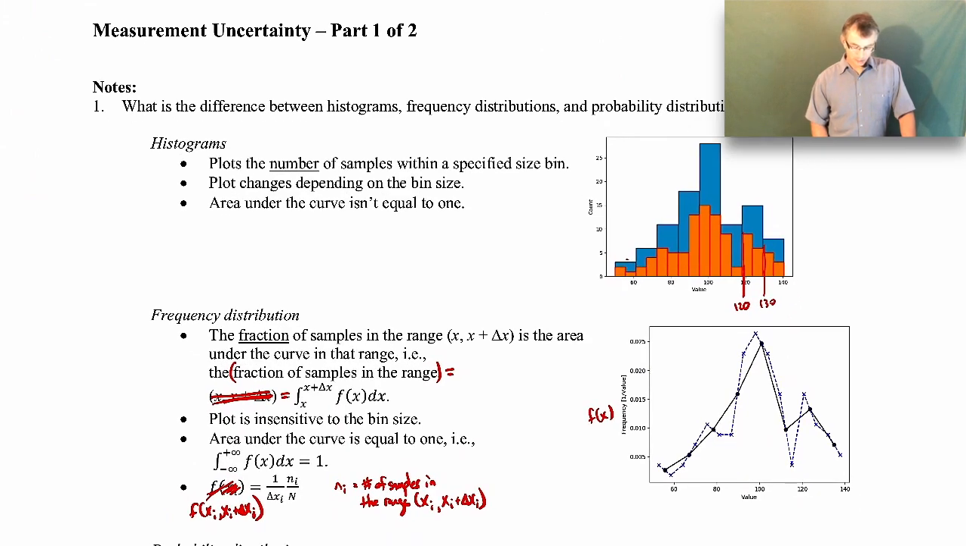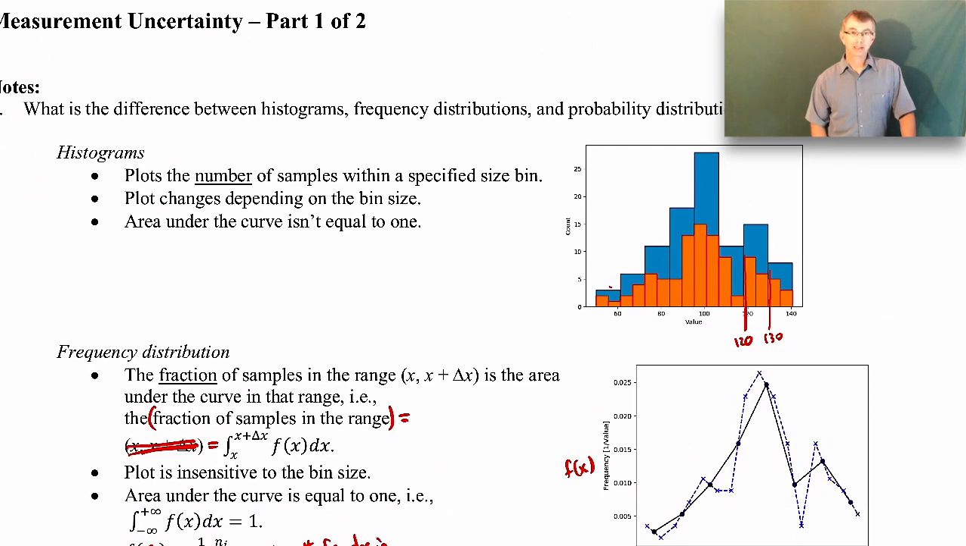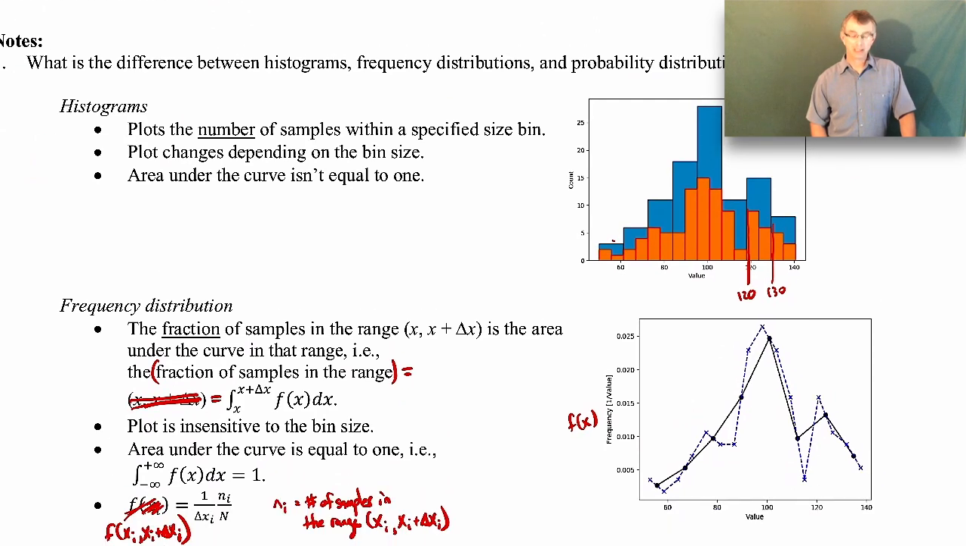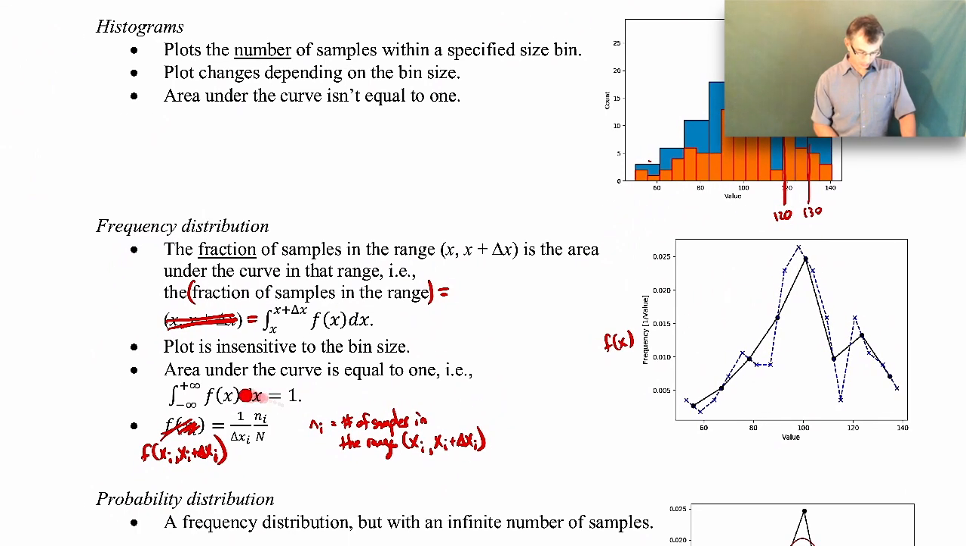Difference between histograms, frequency distributions, and probability distributions. All I'll say about that, you don't need to know a huge amount of detail, but the preferred way to present data is actually with frequency distributions and not histograms. Histograms are just a quick way to present data, but the preferred method is actually to use frequency distributions. So think about trying to present your data in terms of frequency distributions. And the way you find them is from this formula down here.